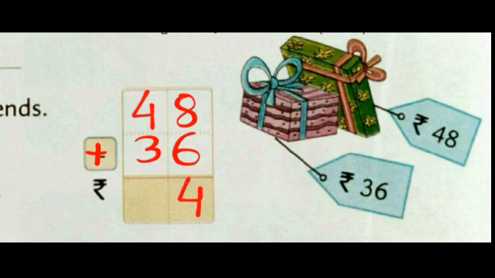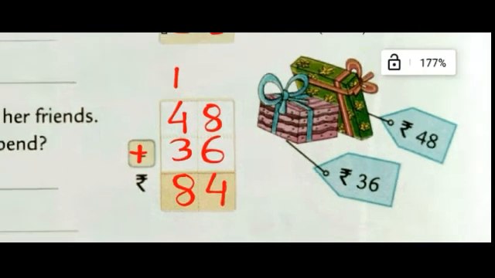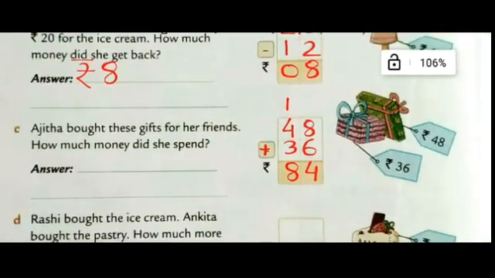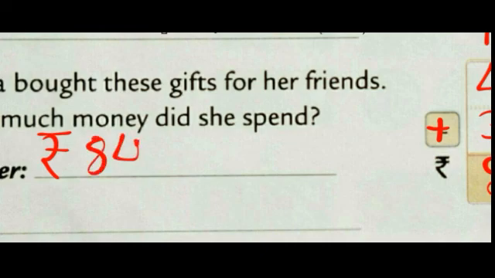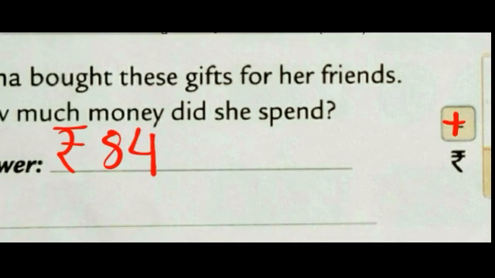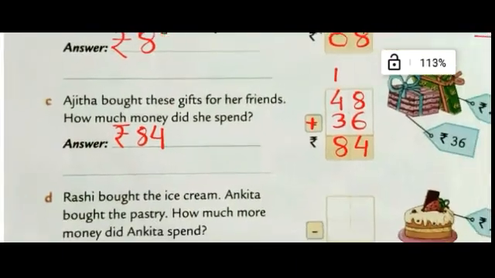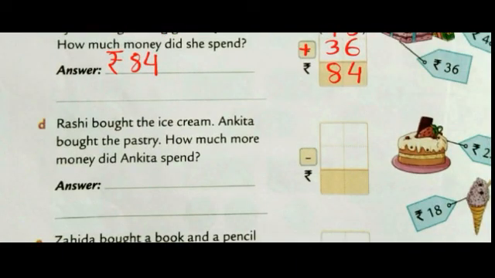We will regroup it. 4. Okay. We will group it. Now, we have to add the tens. 4 plus 1, 5. 5 plus 3, 8. So, the total cost of both the gifts together will be rupees 84. We can write here. She spent rupees 84 in all. Okay. Like this. Okay. Let's see the next one now.